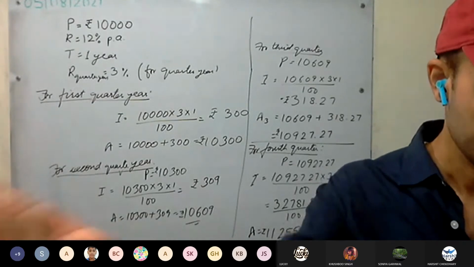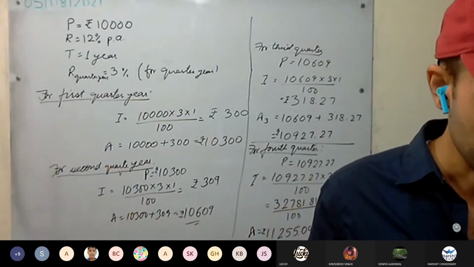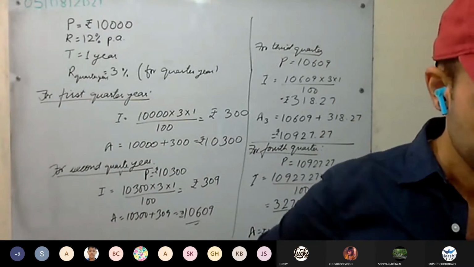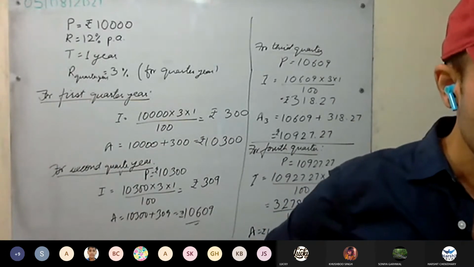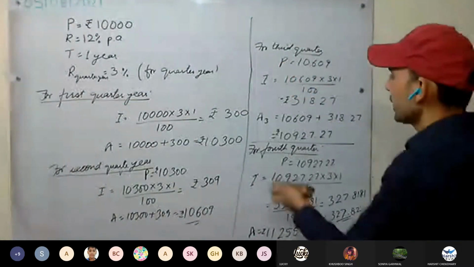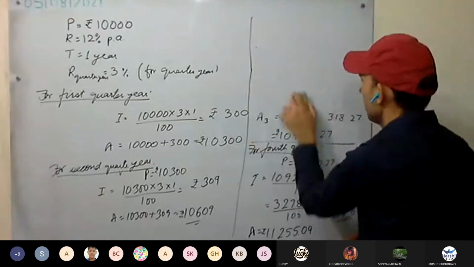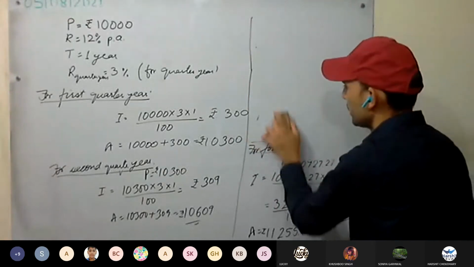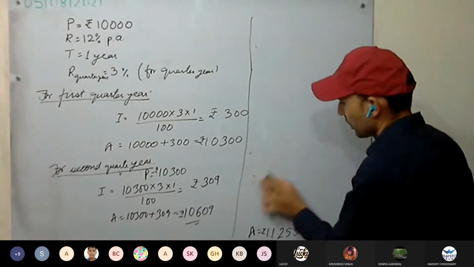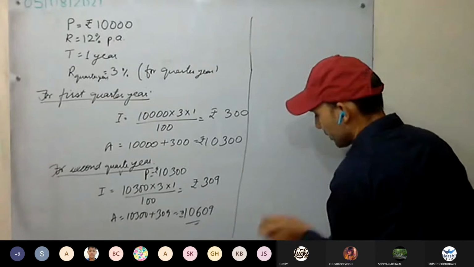15th one. Ajit borrowed from a credit card company at 20%, 1 year. Okay. Try the 15th one. Everyone try the 15th one. It is also calculated quarterly.